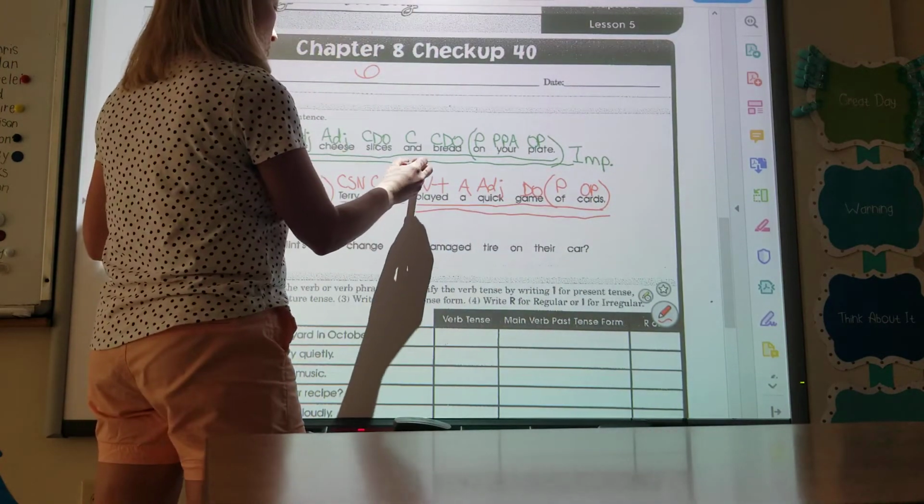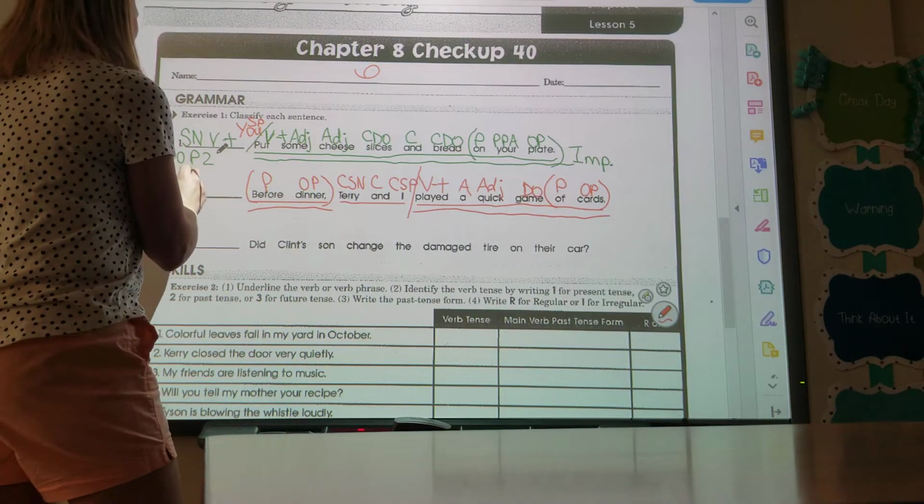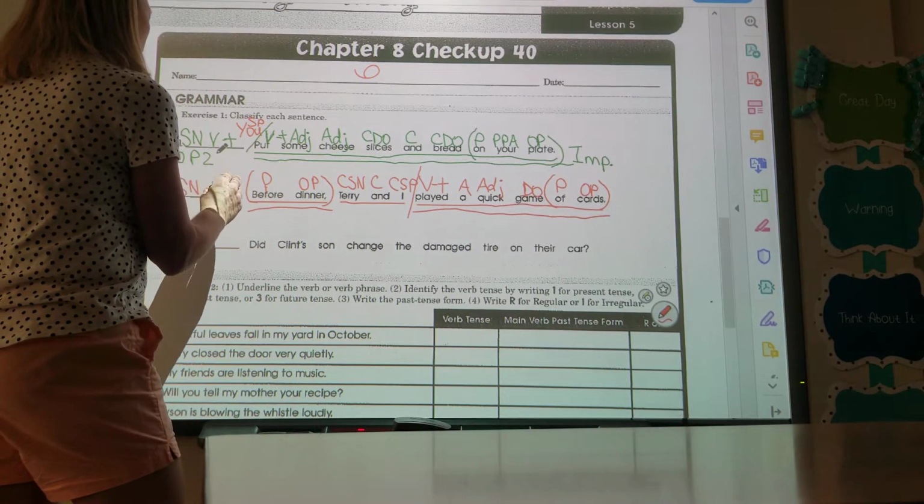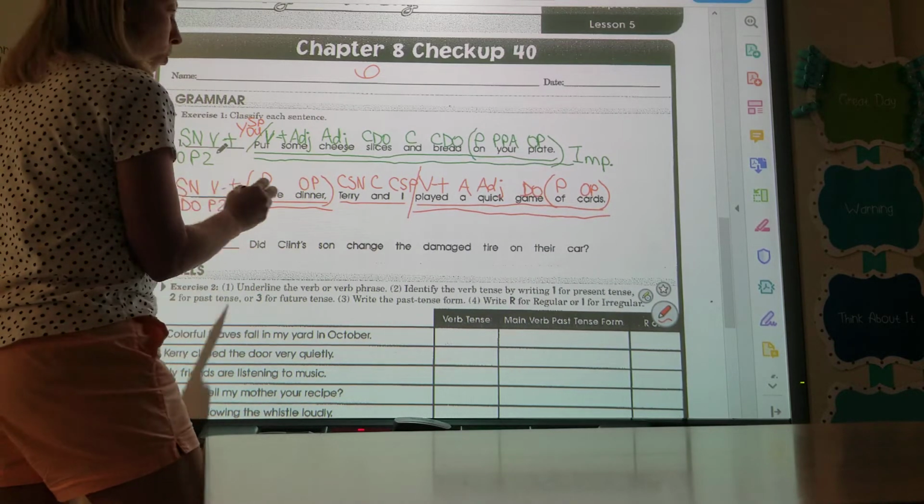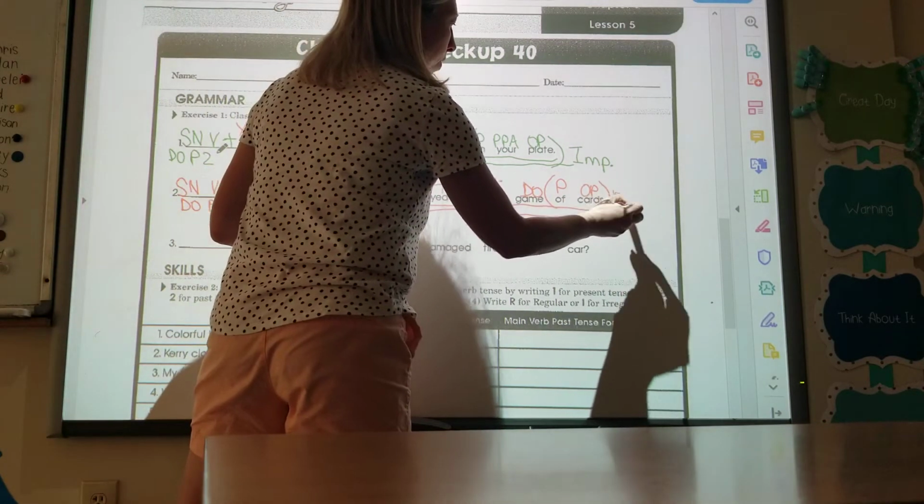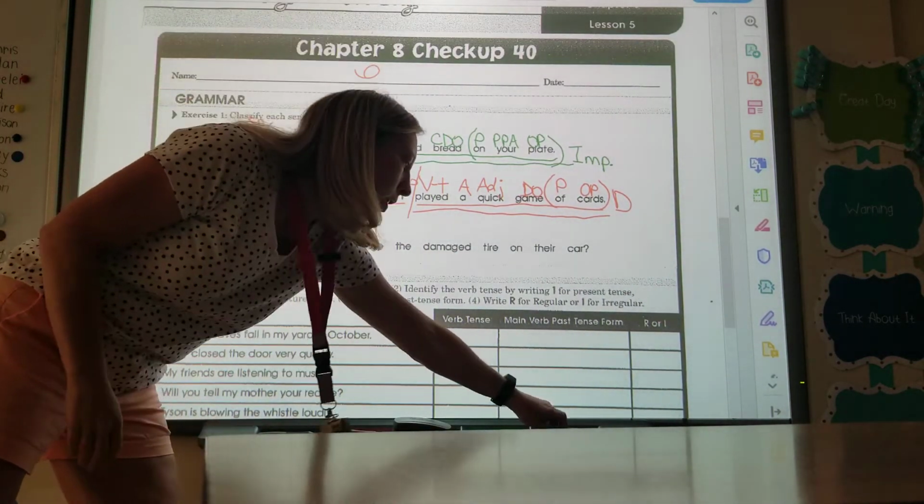All right, I need to draw a line between the subject and the predicate, and I need to put subject noun, verb transitive, direct object, pattern 2. And then over here, this is a declarative sentence. All right, change colors here.